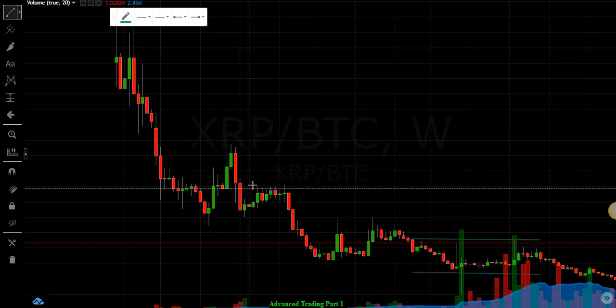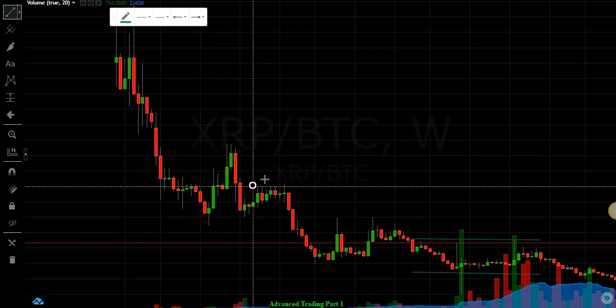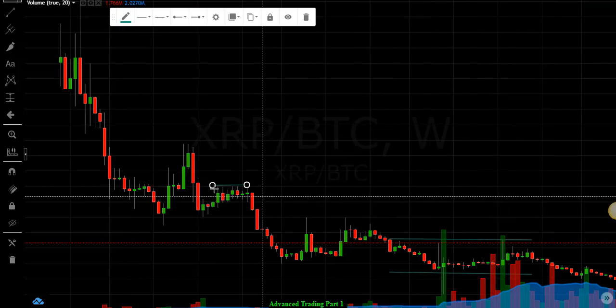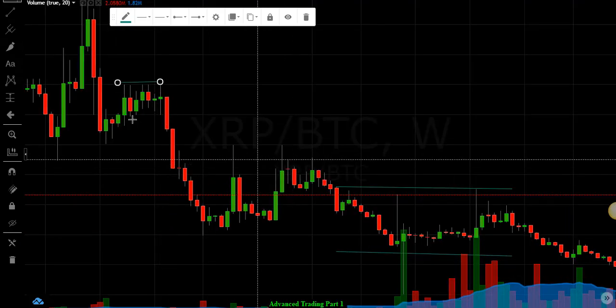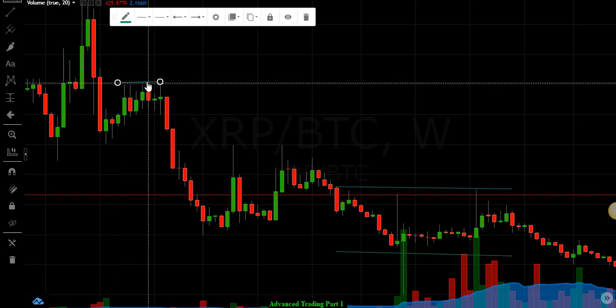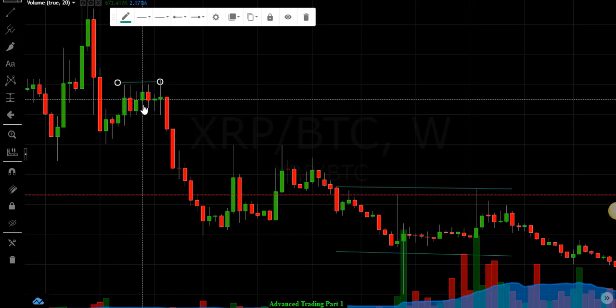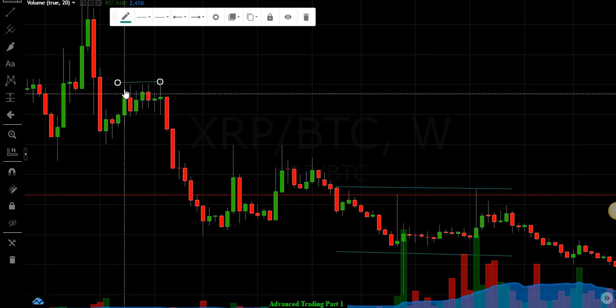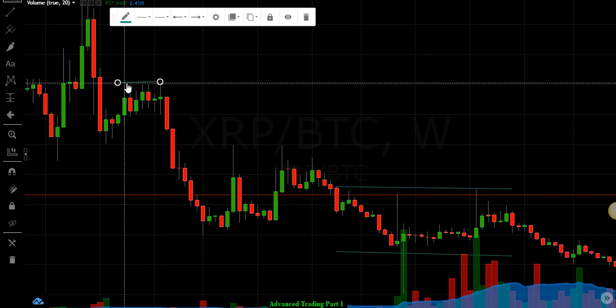Notice how right between here and here, we're not going above this right here. See this? It's not going above this. It's not going above this at all. So what we're actually seeing is some seller resistance. Notice this red bar here, and the buyers aren't actually buying it up any higher than this point either.